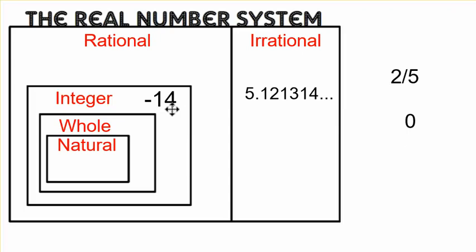But understand, of course, that if it is an integer, then it's clearly also in the rational side of the diagram. So it is also rational. So you would want to check off both of those.